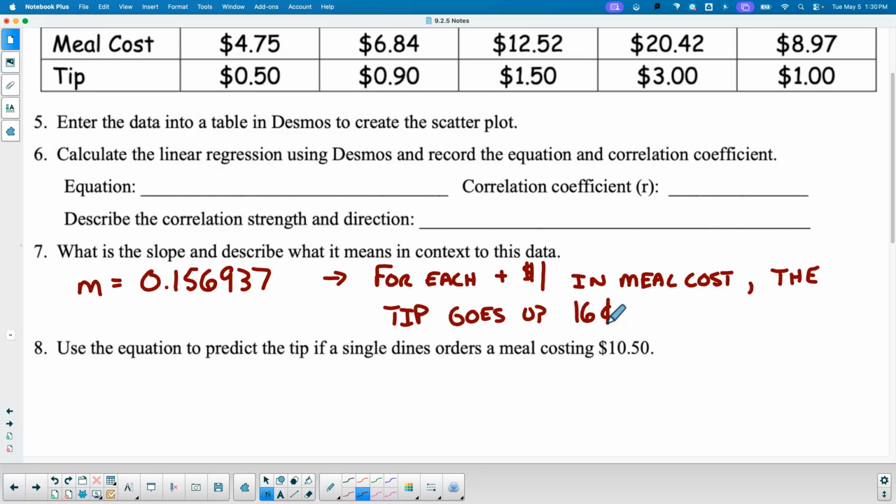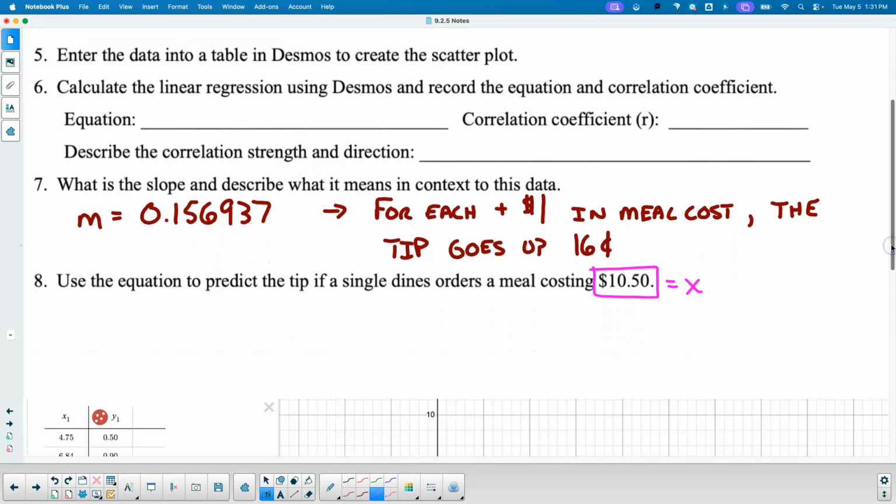Use the equation to predict the tip if a single diner orders a meal costing $10.50. $10.50, is that X or is that Y? X, because it's cost of the meal, right? Okay, so that's going to equal X. So we got to plug that into our equation.